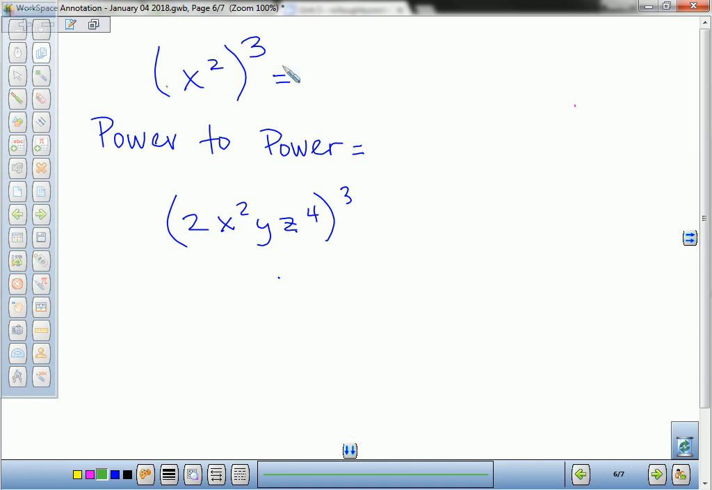So this first one is, what does it mean? What does it mean when I raise a power to a power? See, what this means is I have 3 of the x squares that are multiplied times each other. X squared times x squared times x squared. And that makes 2, 4, 6 of them. Okay, so what would our shortcut be? Our shortcut is when we raise a power to a power, you multiply the exponents.